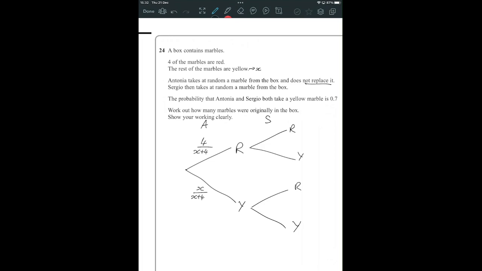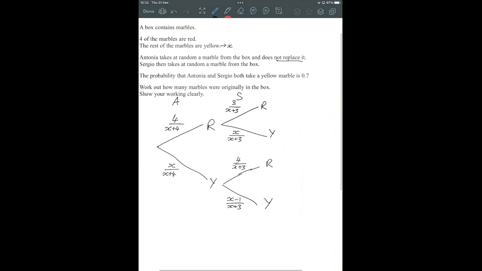If I pick out a red, I only have 3 red left, and I've lost 1 from the total as well. If I picked out a red, I still have X yellows, but now only out of X plus 3. Again, notice that those do add up to 1. If I picked out a yellow, I still have 4 red. Oops. But I only have X plus 3 in total, not X plus 4. And if I picked out a yellow, I've got X minus 1 yellows out of X plus 3. Again, check your numerators do add up to the denominator.